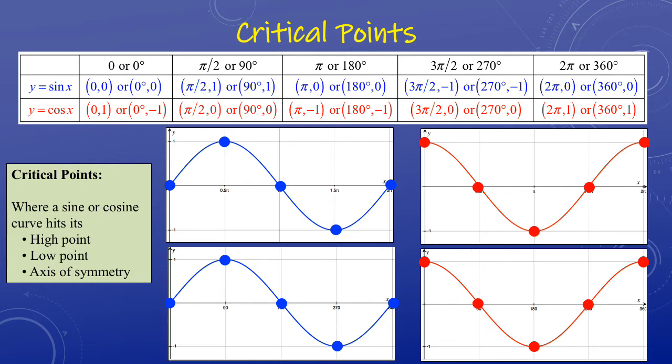The only difference is that while the sine curve starts at the axis of symmetry, then goes up, then back down to the axis of symmetry, then to its low point, and then back up to its axis of symmetry, the cosine curve starts at its high point, down to the axis of symmetry, down to its low point, then back up to its axis of symmetry, and then back up to its high point. But the critical points, at least the x values, stay the same.